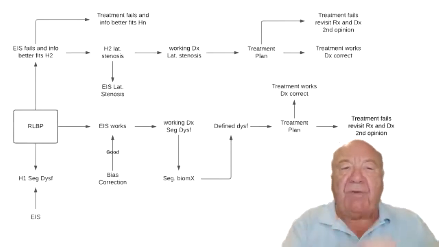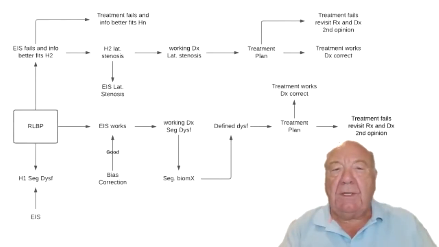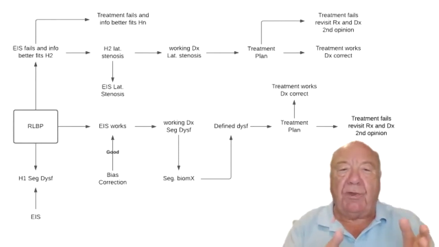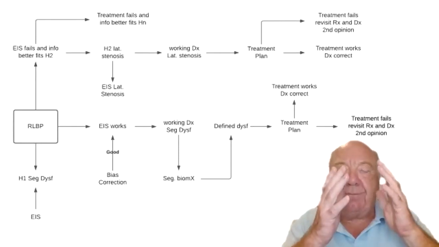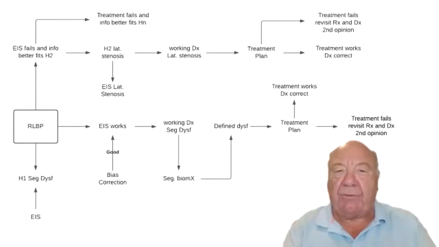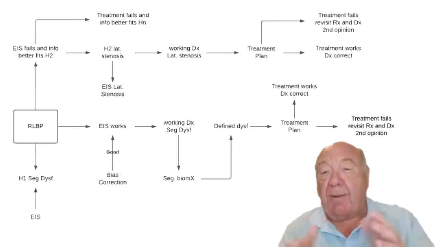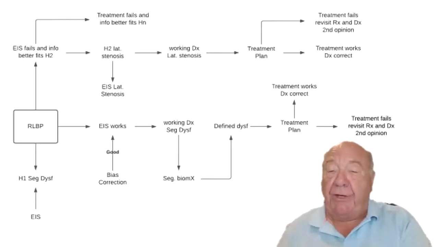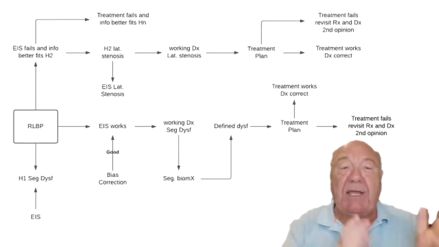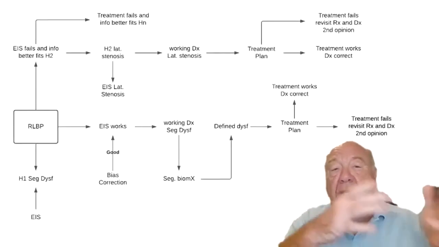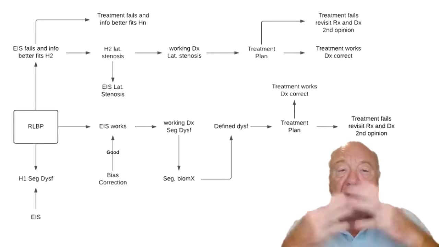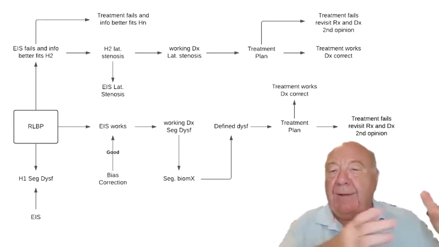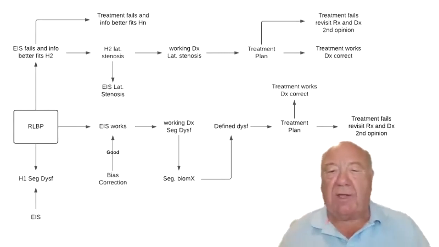Now, if you go right low back pain and the EIS one fails, you've got new information, you'll go to H2, which we'll say is lateral stenosis. You hit the hypothesis with the EIS for lateral stenosis. That'll give you the working diagnosis of lateral stenosis, come up with a treatment plan, treat it, it works, you've diagnosed it correctly. If the treatment doesn't work, then you revisit the whole thing again. And again, if the EIS for lateral stenosis fails, or the treatment fails, you go on to a better hypothesis, and you do exactly the same with that.